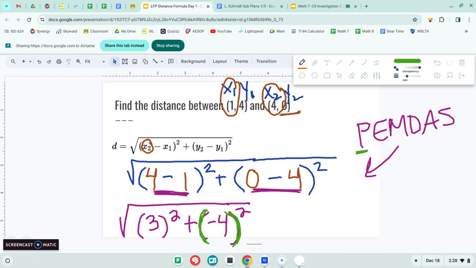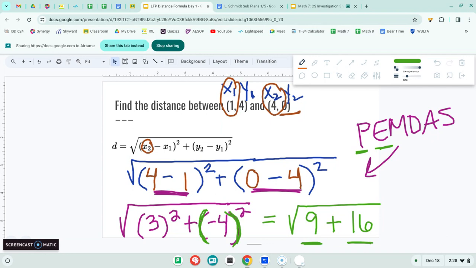After parentheses come exponents. So 3 squared, 3 times 3 is 9. Plug negative 4 squared into your calculator with parentheses, like I did. Negative 4 times a negative 4 is a positive 16. If you got a negative 16 in your calculator, you didn't put parentheses around it. You need to show that you're multiplying a negative by a negative. So at this point, you should have both positive.